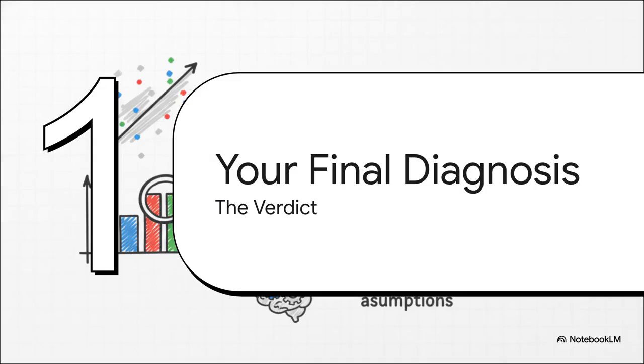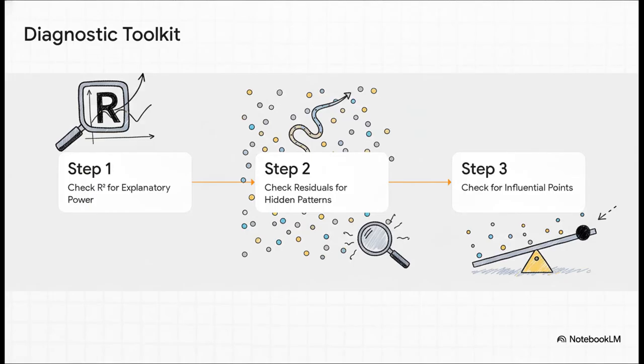And that's it. The checkup is officially over. We've run all 3 diagnostic tests, and now we are ready to make a final and much more informed diagnosis on the health of our regression model. So let's just boil this all down into your own personal diagnostic toolkit. It's a simple 3-step process. First, check your R-squared for its overall explanatory power. Second, you've got to analyze your residual plot for any of those lurking patterns or weird-looking spread. And third, identify and really investigate any points that might be influential and warping your results.